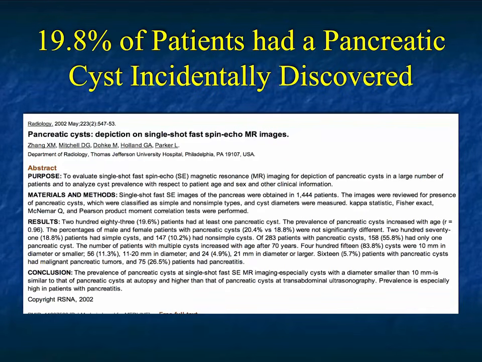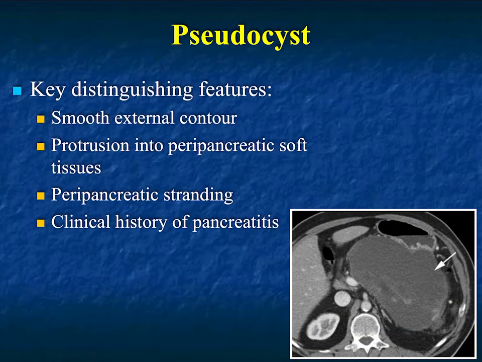And people talk about how over age 50, if you look really hard enough, 20 to 30% of patients will have cysts on CT and more than 30% on MR. So they're very common. The question is, what do you do about it? When do you do something about it? And when do you not worry about it?